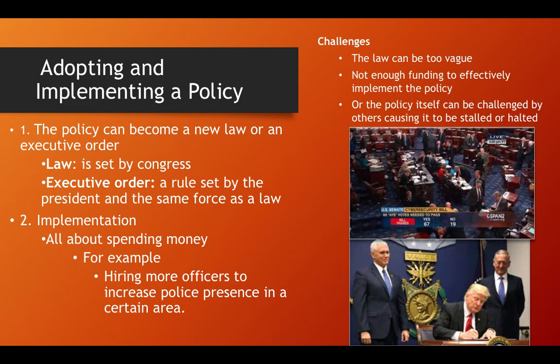Another thing that can happen is that the actual policy can be challenged, right? There could be individuals that are against the policy, which could stall or altogether stop the policy from being implemented by an interest group or a concerned citizen.